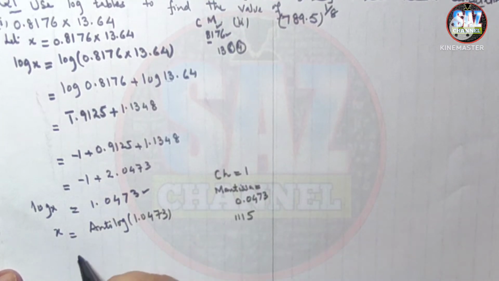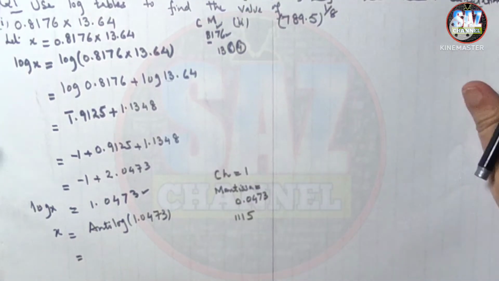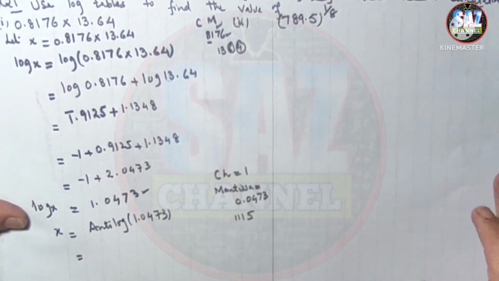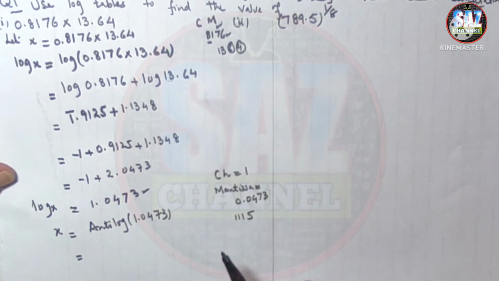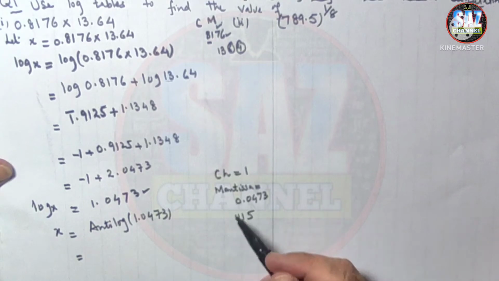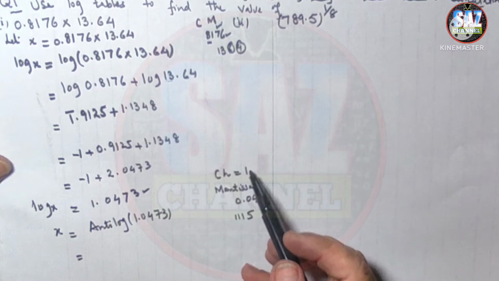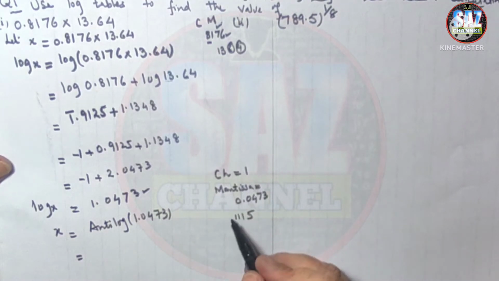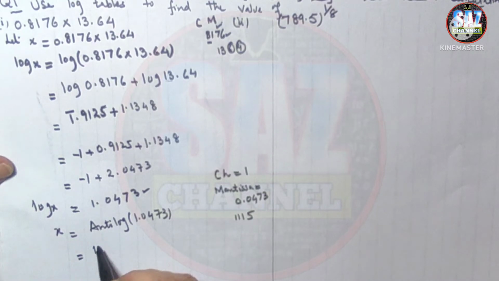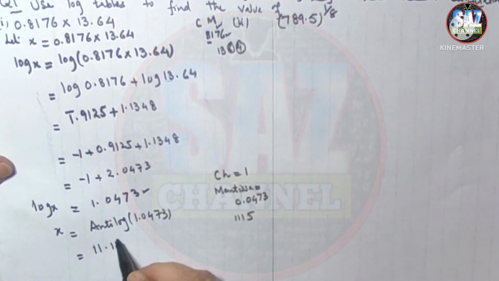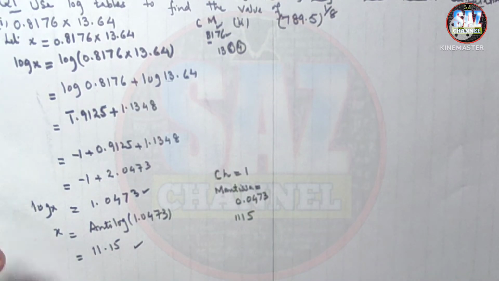Now recall the role of characteristic in antilog. Characteristic helps us know how many digits we are supposed to leave from the left hand side to get the number. Characteristic is 1, so we add 1 to that, which becomes 2. So we leave 2 digits from the left hand side, so the number will be 11.15. I hope you are clear about this part, and let's move to the second part of the question.